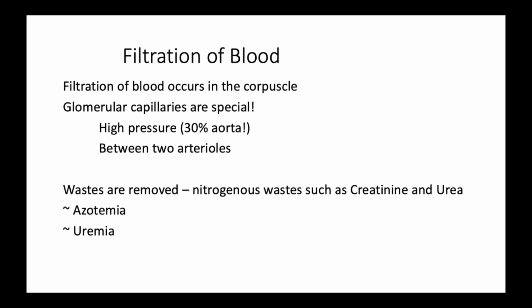So wastes are removed. That's the goal of the filtration of blood. We talked about nitrogenous wastes such as creatinine and urea. When these wastes aren't removed, and there's a buildup of them in the bloodstream, a buildup of creatinine is called azotemia, and a buildup of urea is called uremia. We'll talk about that a little bit later when it comes to renal disease.